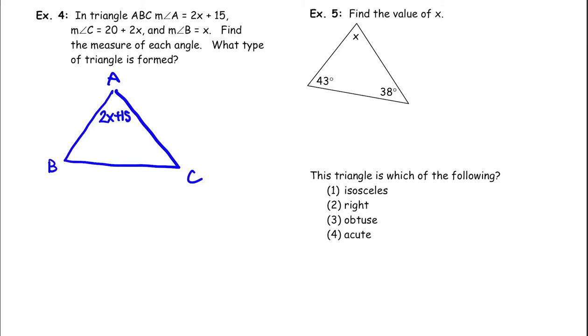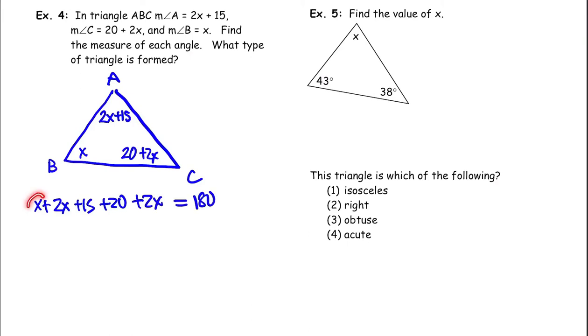Then wherever C is, C has to be 20 plus 2x. So C is 20 plus 2x. And then last one, B is going to be x. Now, once I get this, it's very similar to example 3. I'm just going to add these up. x plus 2x plus 15 plus 20 plus 2x equals 180.